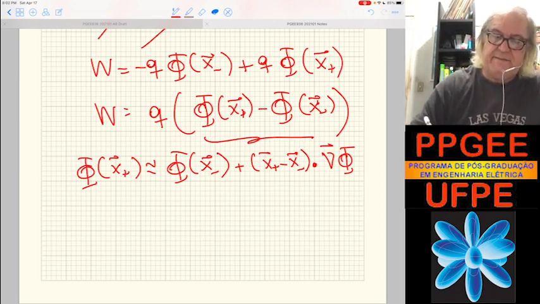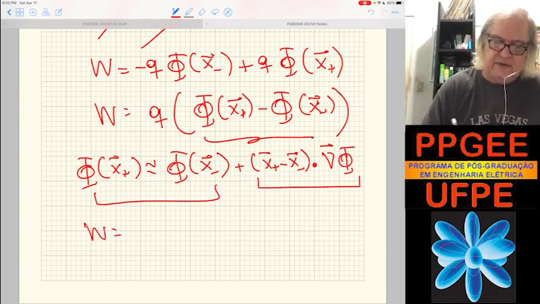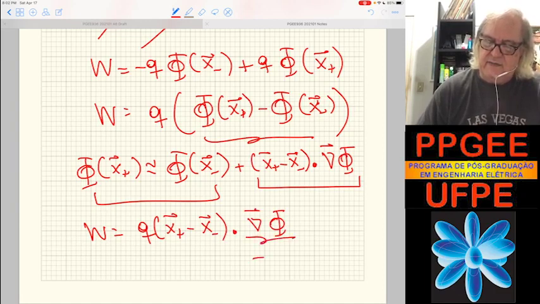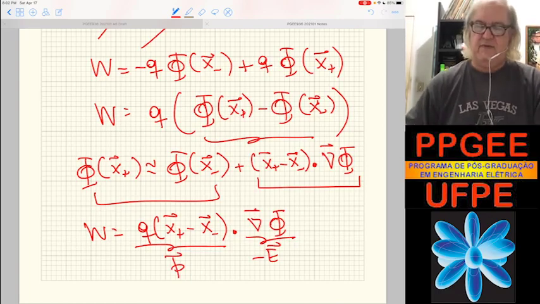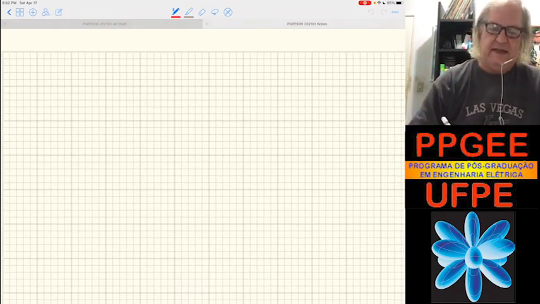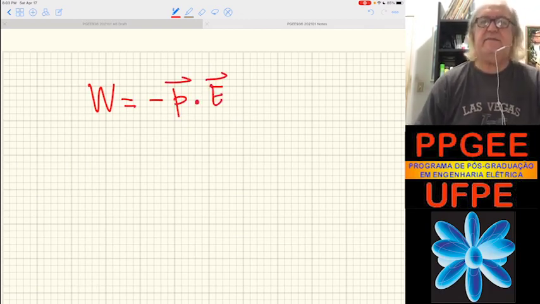So it means that the difference is equal to this term here. So energy equals Q times x plus minus x minus dotted with nabla of phi. This equals minus E. This equals the dipole moment. So we have that the energy of interaction of a dipole with the field is minus P dot E, right?